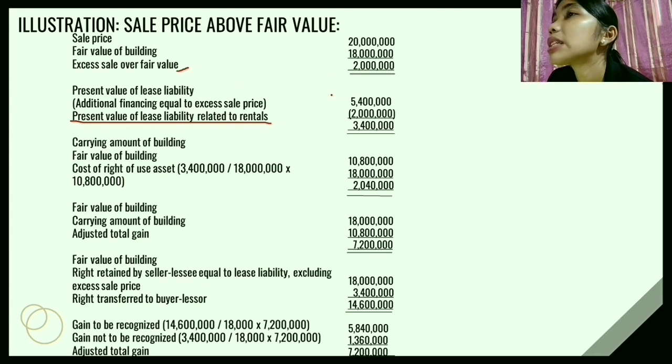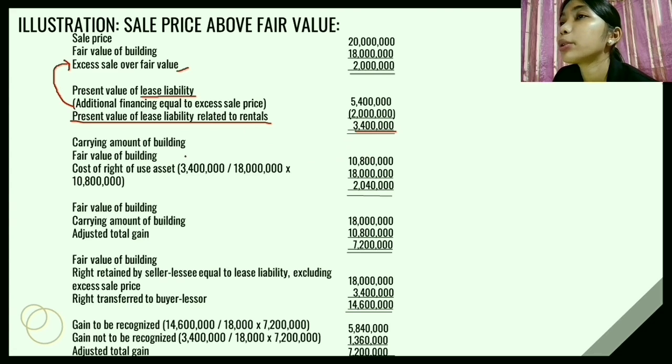Yung present value of our lease liability po kanina na 5,400,000 pesos, ililess po natin itong additional financing equal to excess sale price. Dahil nga po meron pa tayong excess sale price, kagaya po ng sabi natin kanina, magiging additional financing po siya. Kaya po ililess po natin siya doon sa present value ng ating lease liability para makuha po natin yung present value ng lease liability related doon sa rentals natin. Makukuha po natin is 3,400,000 pesos.